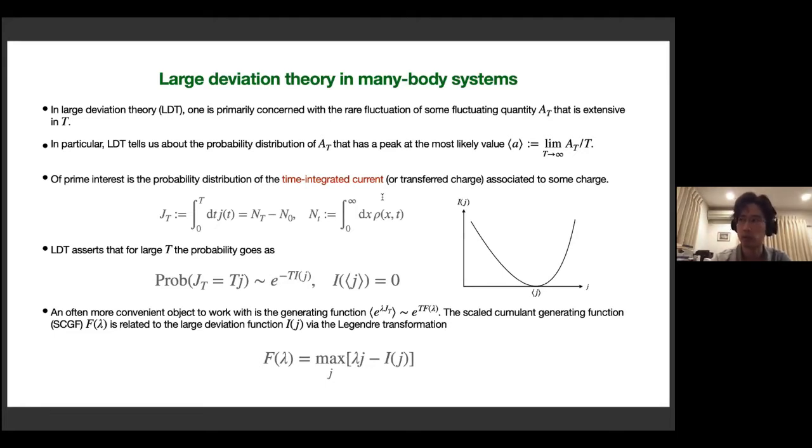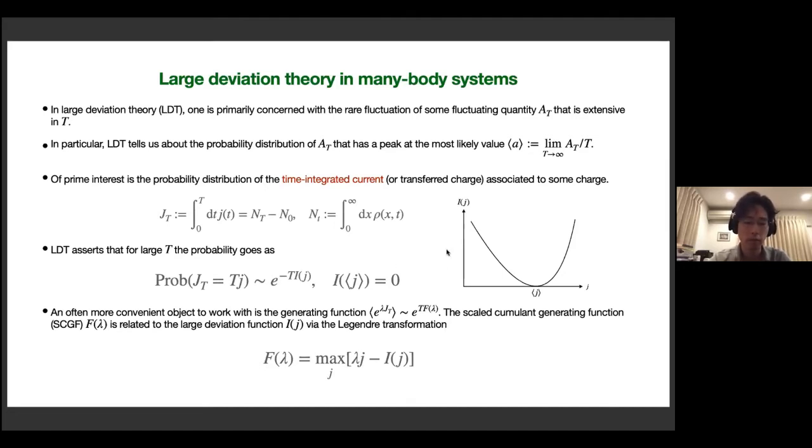Yeah, in many cases, not all the cases, but in many cases, associated to some charge. And this time integrated current that is evaluated at x equals 0 could also be written as the difference of total charges in the right half system. So now this large deviation theory asserts that for large t, the probability should go like this, so decaying exponentially in t, where its coefficient is called the large deviation function.